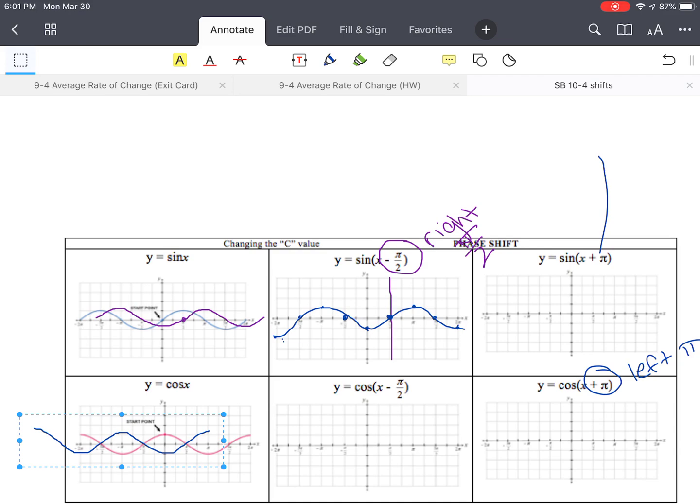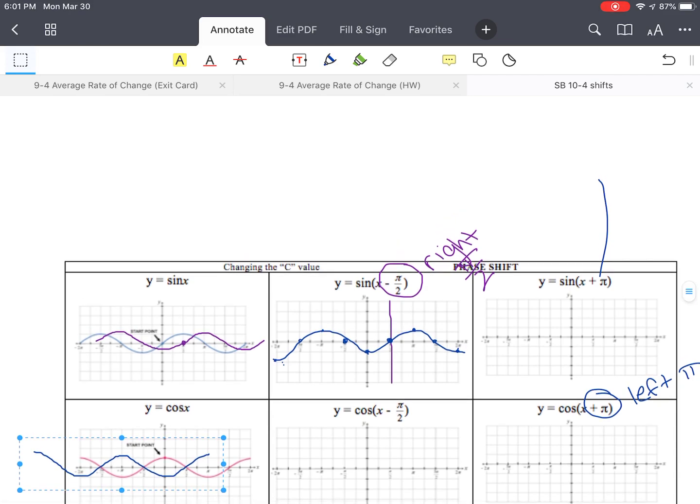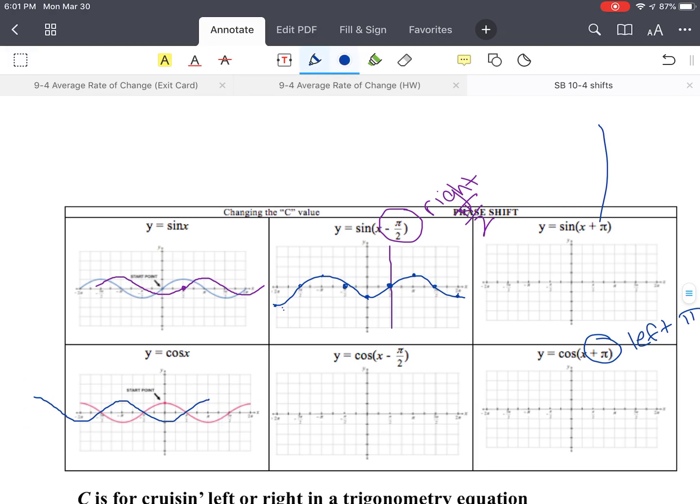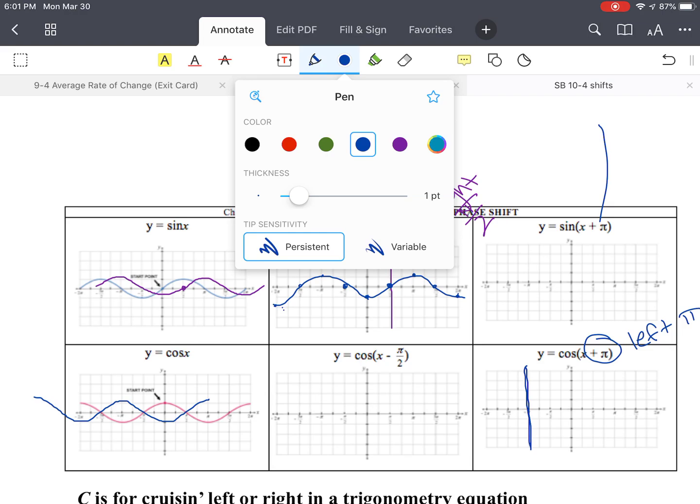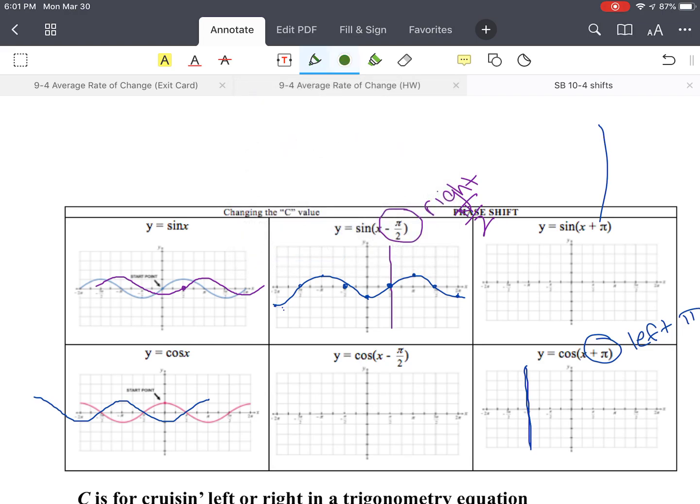Okay. So that means I'm going to be starting here. All right, so let's do our graph. Cosine does not start at the midline, right? Maybe I should highlight the midline for you. Here's my midline. Cosine does not start at the midline. Cosine starts at the highest. So cosine's going to start here, then go to the midline, then go to the lowest, then the midline, then the highest, then the midline, then the lowest.